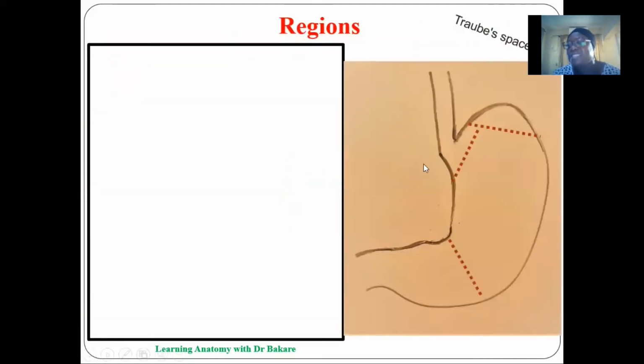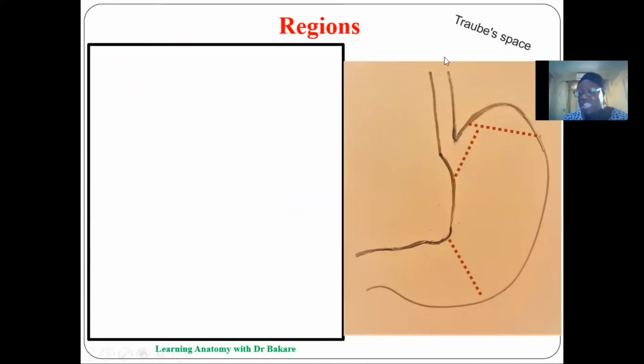Let's talk about the regions of the stomach. The stomach is divided into different regions. The first region is the cardiac region. And this is the esophagus, the structure that the stomach is seen after. So immediately after the esophagus, the region that you see towards the entrance of the stomach is called the cardiac region. So this is the cardiac region.